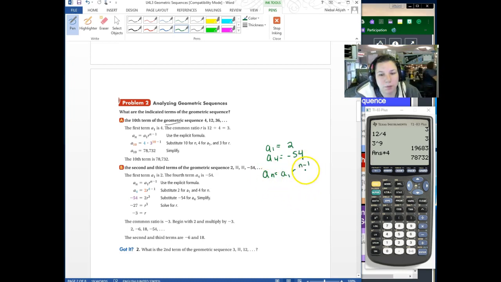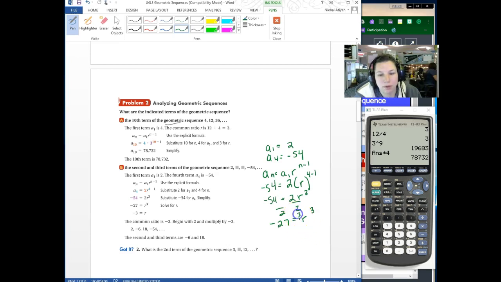Okay, we have our explicit formula. If you substitute what you know, a to the 4 is negative 54, which is going to be 2 times r to the 4 minus 1. So negative 54 equals 2r to the 3. Divide both sides by 2. Negative 27 equals r cubed.